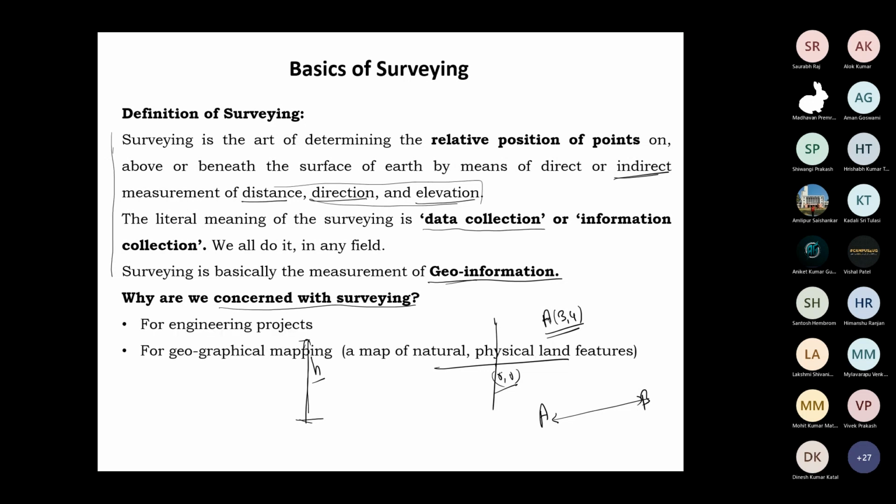So now we are concerned, as you said, with engineering projects. You have to do the survey for geographical mapping, a map of natural physical land features, and for mapping and engineering projects. We have to do this survey.